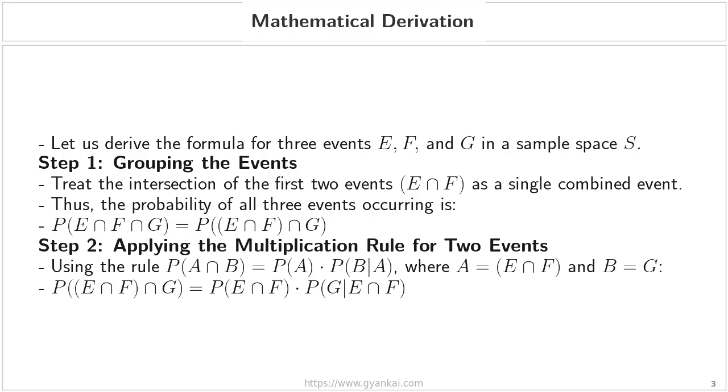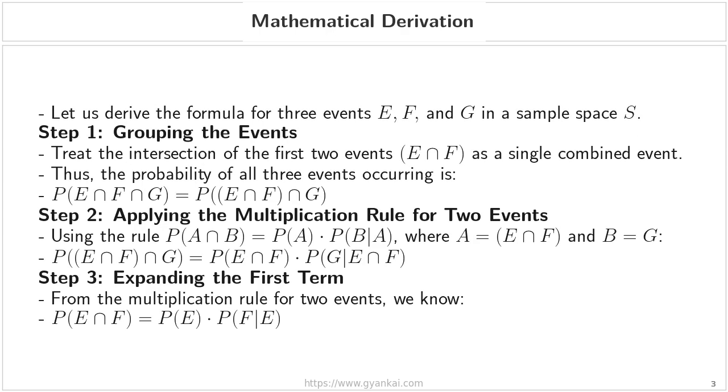Moving to step 2, we apply the multiplication rule for 2 events that you already learned in the previous lesson. Remember the rule where the probability of A intersection B equals the probability of A multiplied by the probability of B given A. In our case, we let event A be the combined event, E intersection F, and event B be event G. When we apply this, the probability of E intersection F intersection G becomes the probability of E intersection F, multiplied by the probability of G, given that E and F have already occurred.